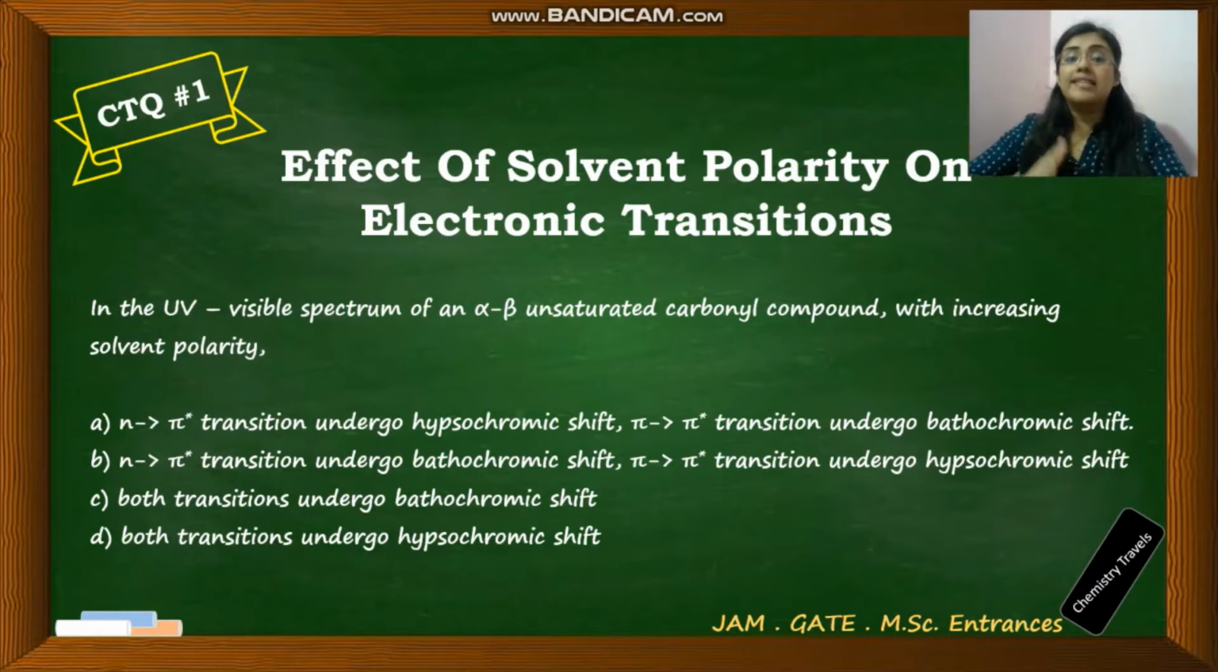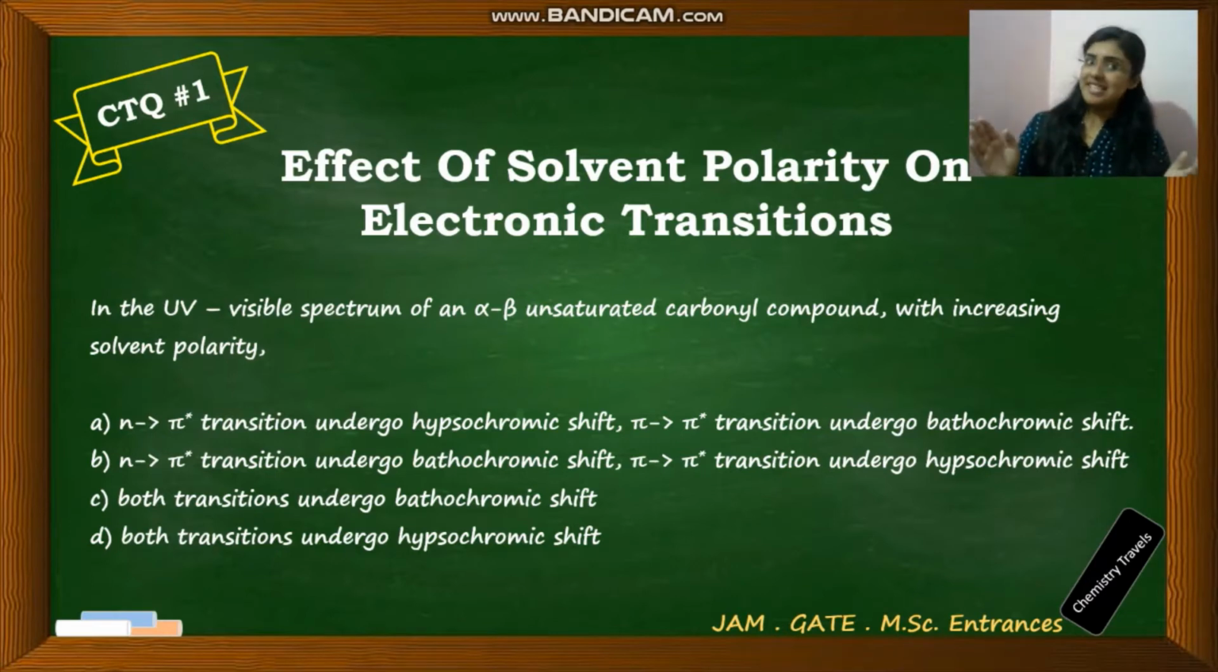Whether the n to pi star transitions are undergoing a hypsochromic shift and pi to pi star transitions are undergoing a bathochromic shift, or is it the reverse of it, or is it that both the transitions undergo a bathochromic shift, or both transitions undergo a hypsochromic shift? So to do this question, we should have an idea about the UV visible spectrum, especially the various transitions involved, the various shifts that are involved, and the effect of solvent polarity on these shifts or transitions. So let's move to the concept behind this question.